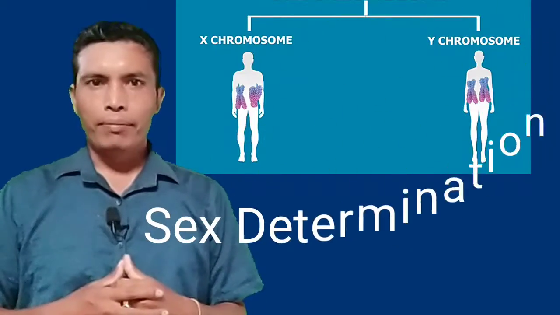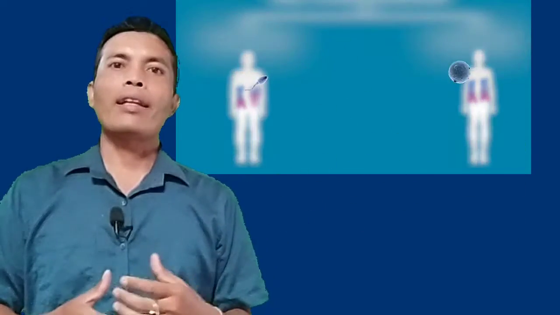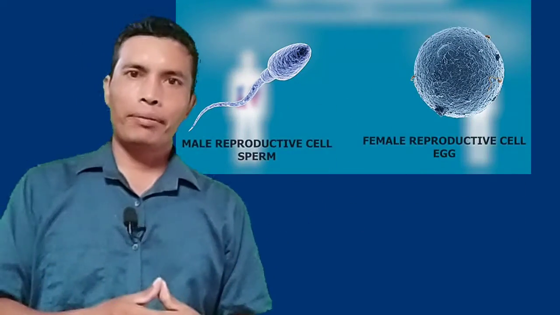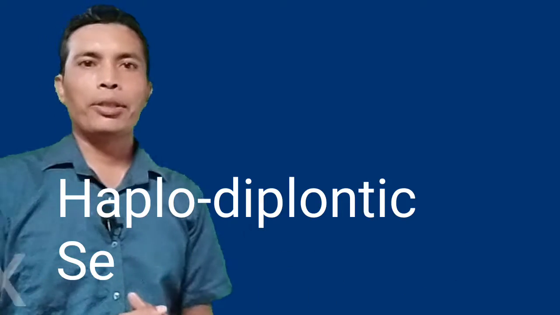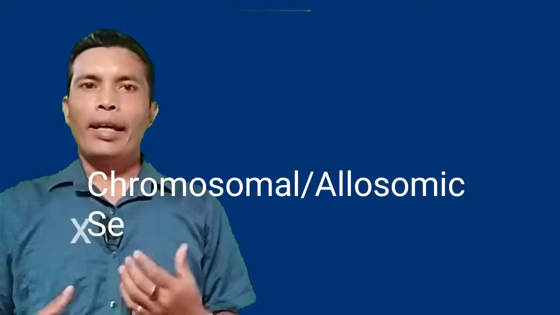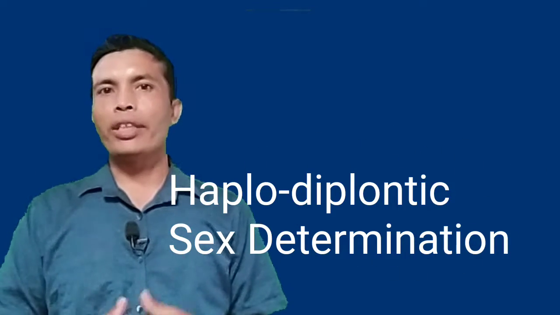Okay, now sex determination. Establishment of sex through differential development of an individual at an early stage of life is called sex determination. Sex determination is of 4 types: sex determination by environmental factors, non-allosomic determination of sex, allosomic genetic determination of sex, and haploid diplontic sex determination. According to your syllabus, we will learn only 2 types of sex determination. Allosomic determination of sex, simply we call it chromosomal sex determination. Another one is haploid diplontic sex determination.